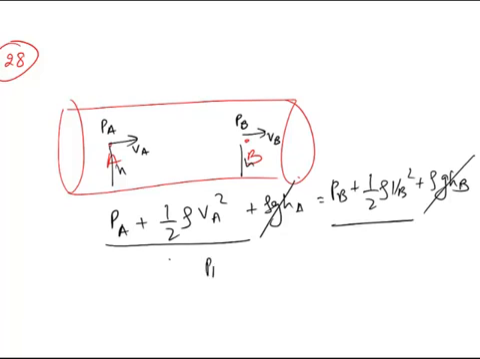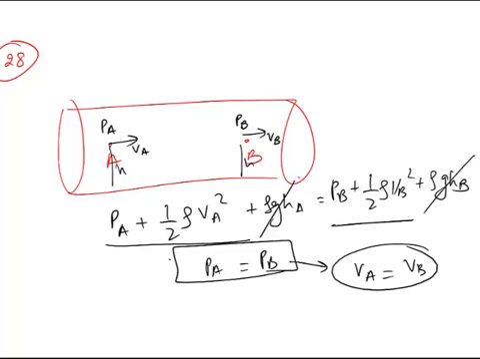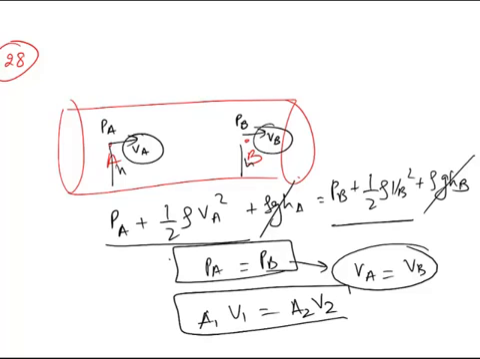So PA is only equal to PB when VA equals VB. That is, velocity here must be equal to velocity here. And from equation of continuity A1 V1 equals A2 V2, we can directly say that when areas are equal, then only velocities will be equal. Hence option number D. PA equals PB only when cross-sectional area of A and B are equal.